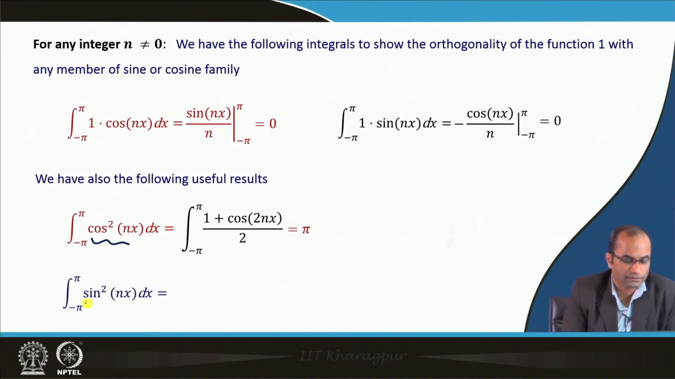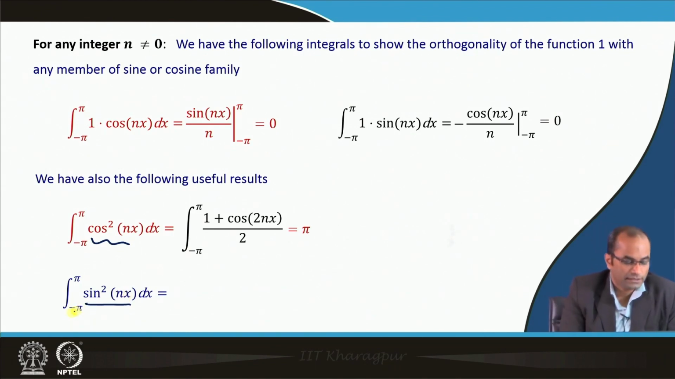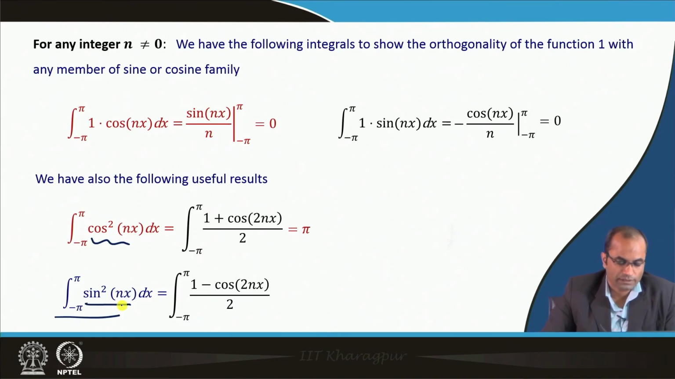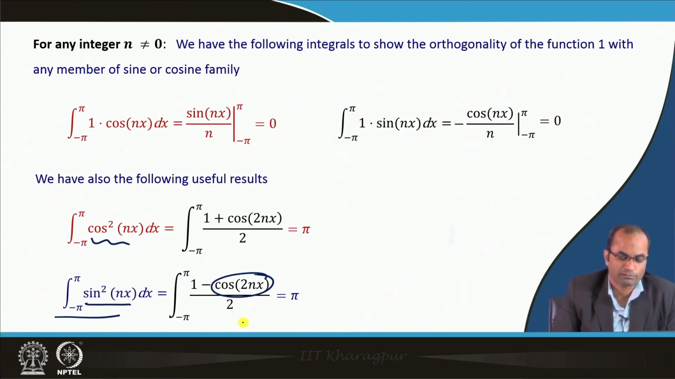Similarly, if we take the sine from the sine family, the same member sin n x, in this case also we can observe that this is (1 minus cos 2n x) by 2, and again the second integral will lead to 0, and this half and the integral from minus pi to pi will give us pi. So, here the value is pi in either case.